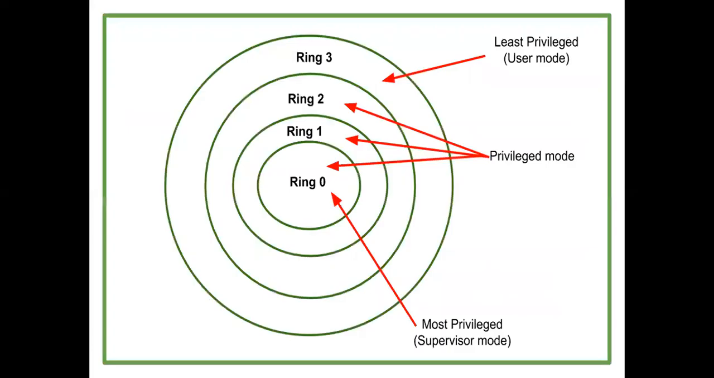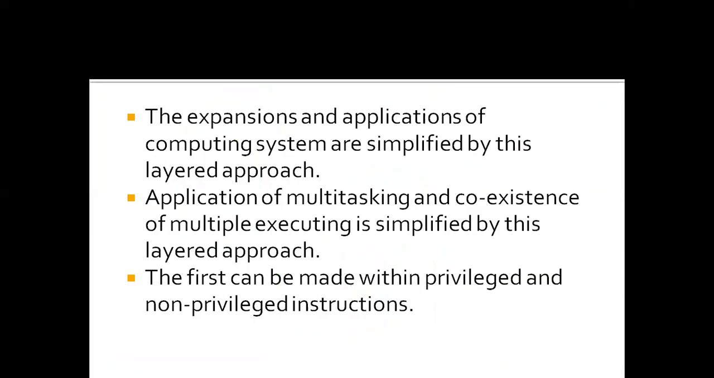Now, as you can see in this figure, the whole kernel mode is divided into four rings: ring 0, ring 1, ring 2, and ring 3. Ring 0 is also called the most privileged or supervisor mode. In privilege mode, ring 0, ring 1, and ring 2 come, and the least privileged or user mode is ring 3. This user mode is memory restricted, means it can't access the privilege mode, because it is showing least privilege, means it is denied the access of privilege.